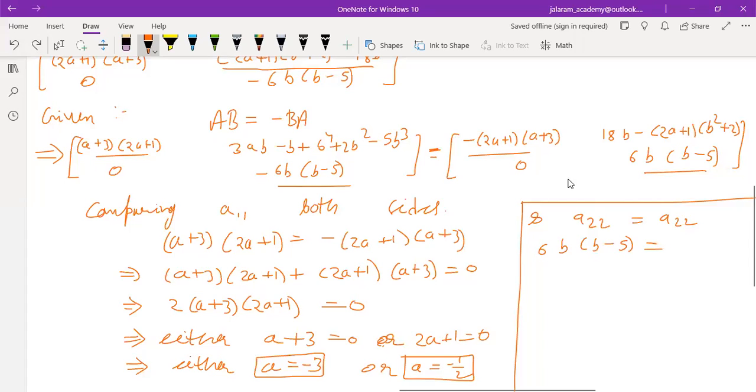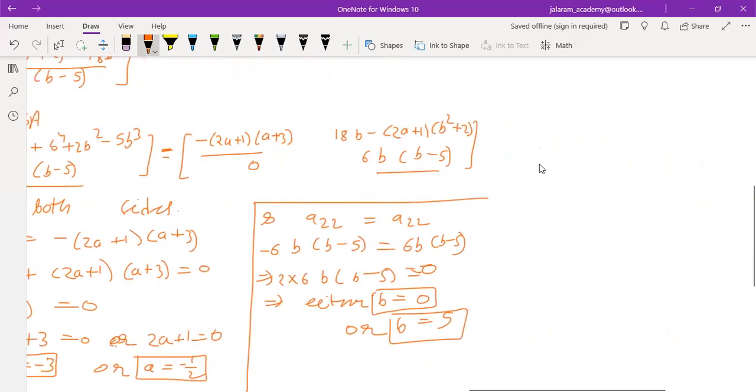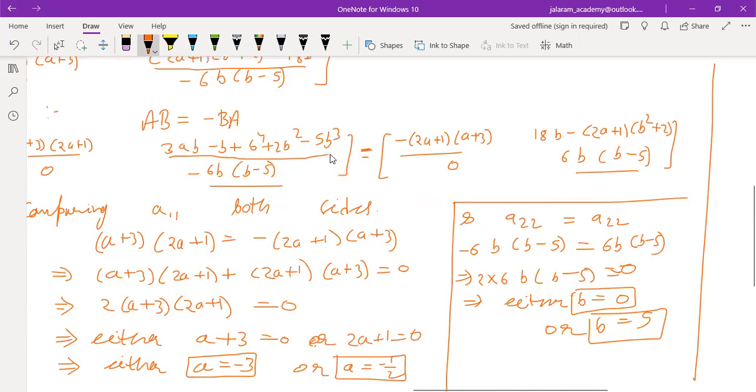Or look at this, I am telling you completely. Minus 6B into B minus 5 equals to 6B into B minus 5. And when we transfer them to the same side, so it is 2 into 6 into B minus 5 equals to 0. 12 cannot be 0, means either B equals to 0 or B minus 5 equals to 0, that is B equals to 5. So there are two values of A and two values of B, and we have to check which of them is satisfying this relation about first row, second column.